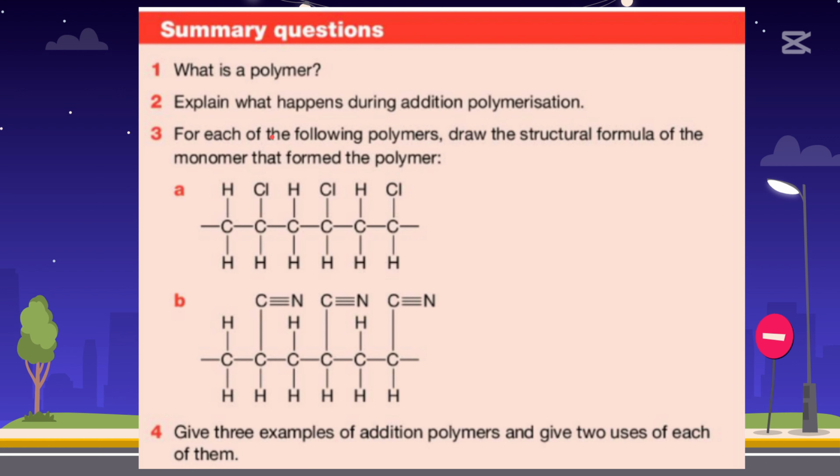That's for addition polymerization. For each of the following polymers, draw the structural formula of the monomer that is formed. So for this one, when you need to draw the monomer for the polymer, my advice is to look at where you see the repeating unit. And there's a pattern. So you have CH2, then you have CClH, then CH2, CClH. Notice that there is a repeating pattern here, right? And I would say that this is a monomer, right? And this is a monomer.